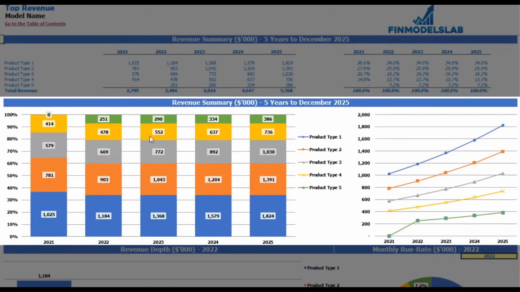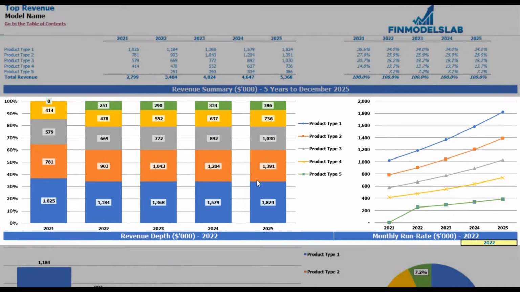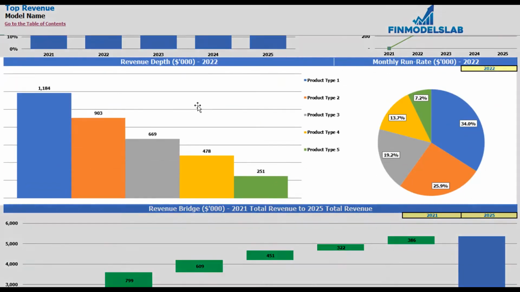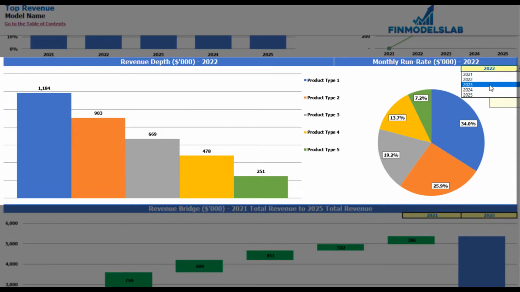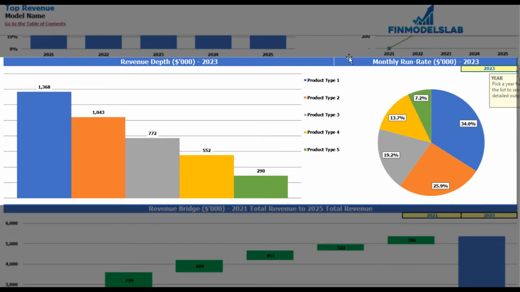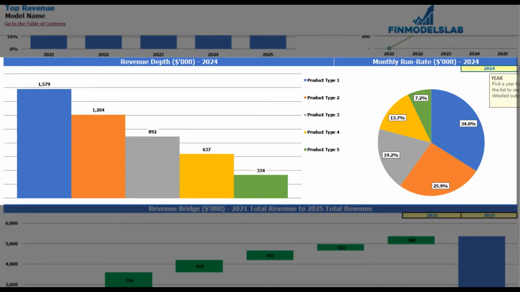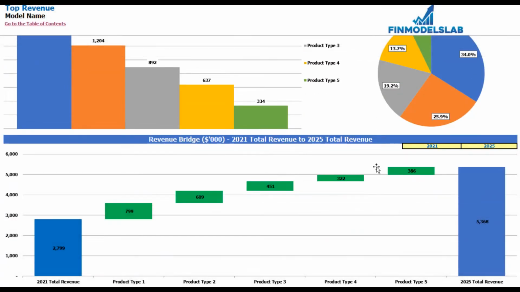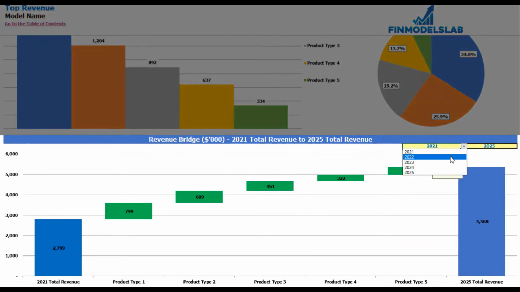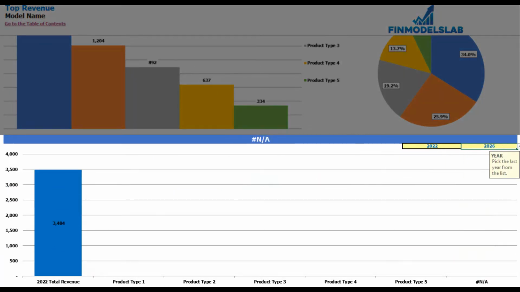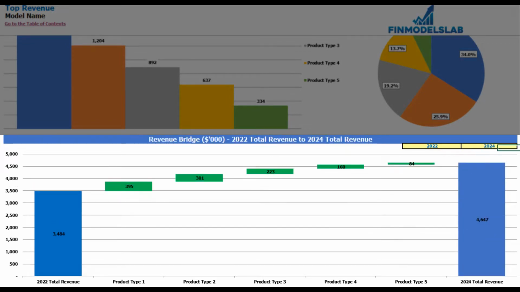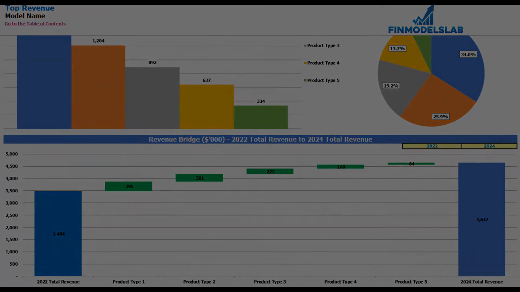On the left side you may see the absolute values and percentage breakdown by years. And on the right side you may see the charts with absolute values. A bit below you may see the revenue split for the selected year. This year is also changeable, so you may review the revenue split and monthly run rate for, for example, 2024. And finally you may see the revenue bridge between 2 years, which are also changeable. So you can set up, for example, from 2022 to 2024, and you may see the main drivers of your revenue growth by different product types.